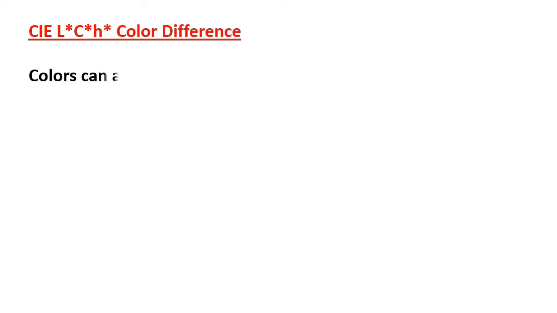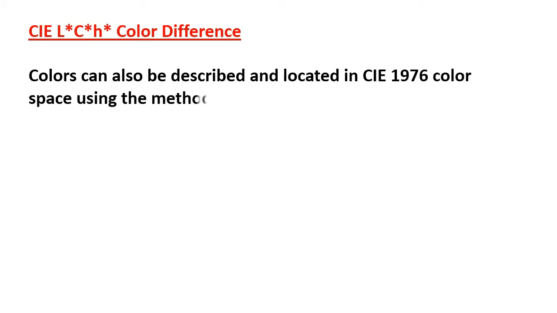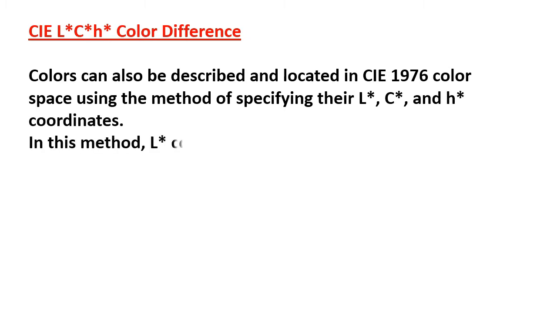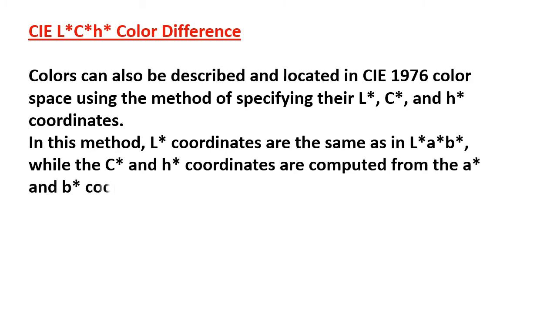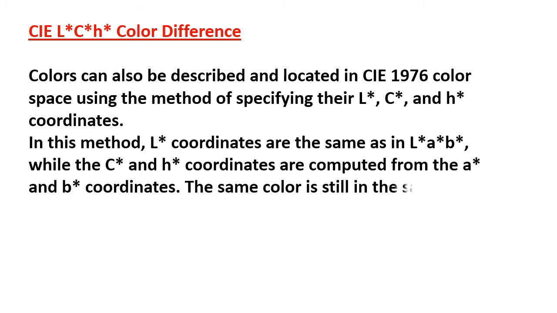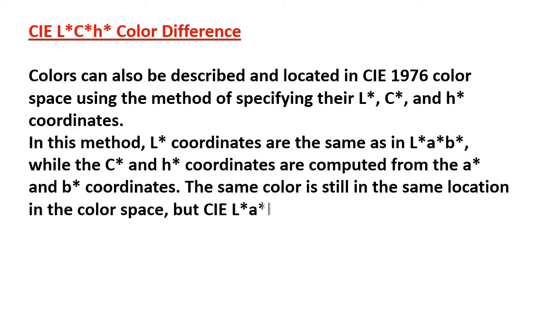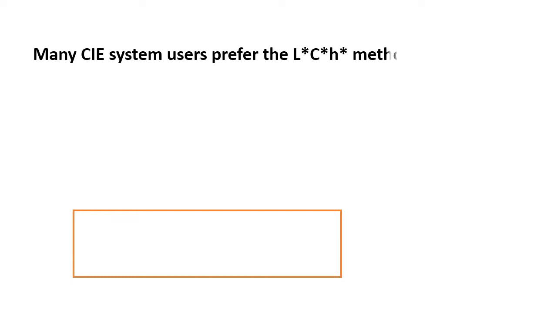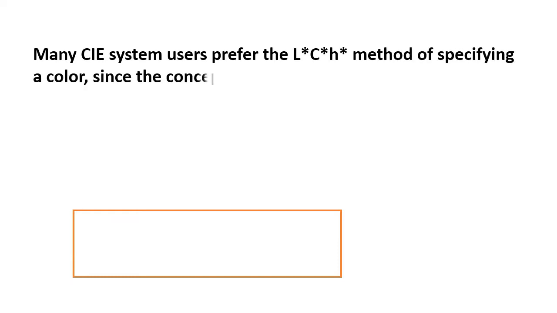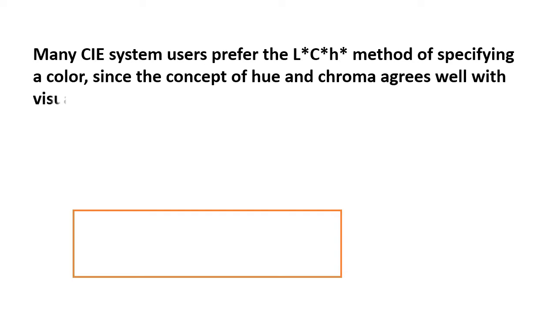CIELCH color difference. Colors can also be described and located in CIE 1976 color space using the method of specifying their L, C, and H coordinates. In this method, L coordinates are the same as in LAB, while the C and H coordinates are computed from the A and B coordinates. The same color is still in the same location in the color space, but CIELAB and CIELCH are two different ways to describe its position. Many users prefer the LCH method of specifying a color, since the concept of hue and chroma agrees well with visual experience.